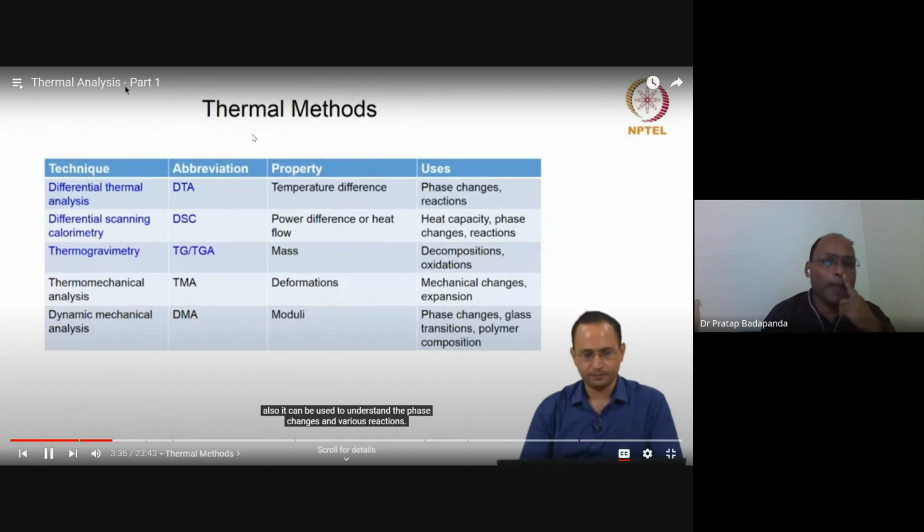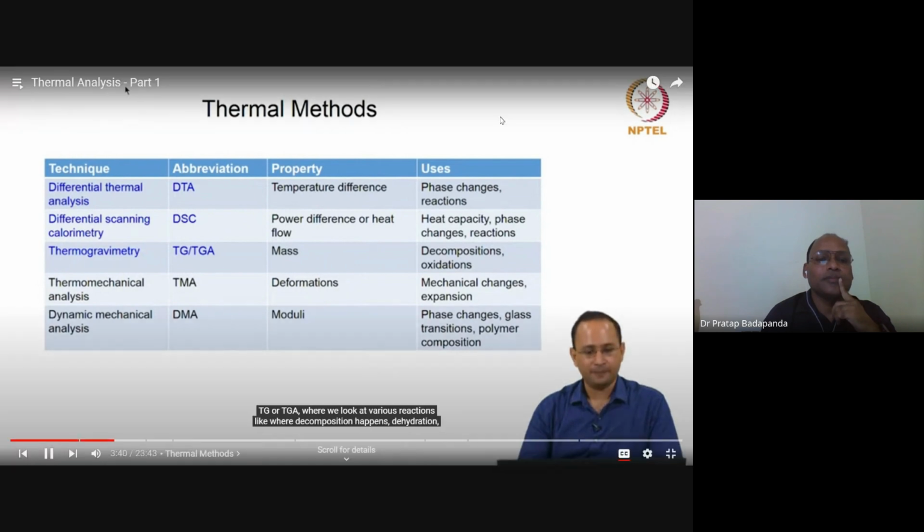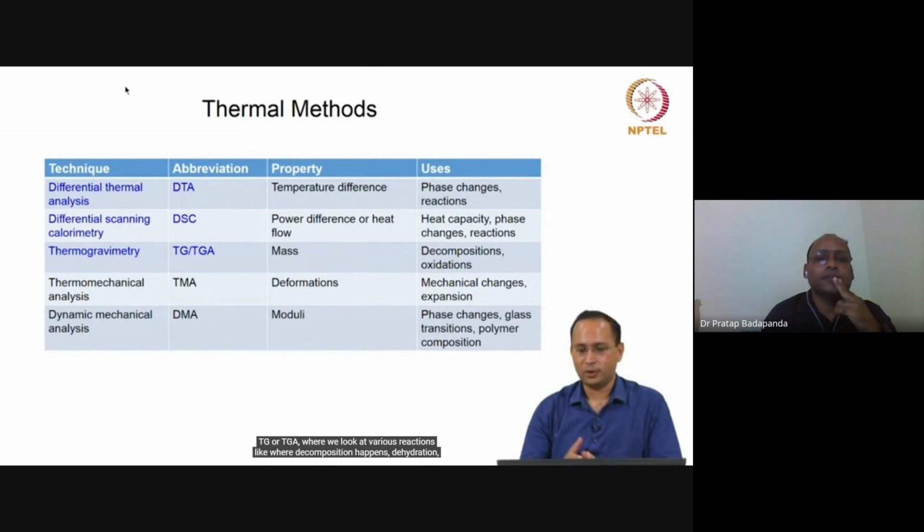Various reactions. Next one is thermogravimetric analysis, TG or TGA, where we look at various reactions like decomposition, dehydration, dehydroxylation, oxidation, etc. In this technique we measure the change in mass. That is the property we measure in TG.